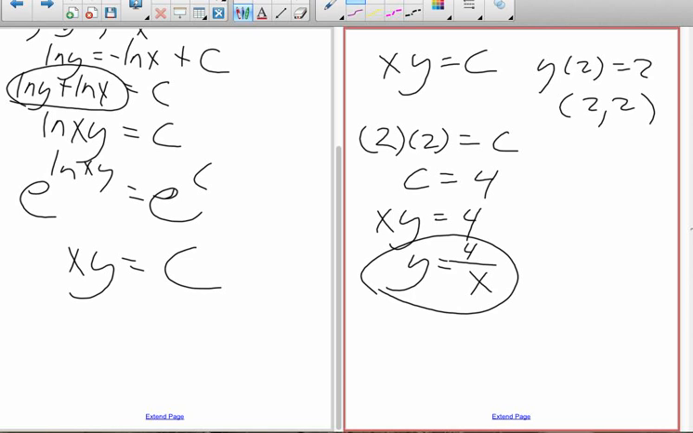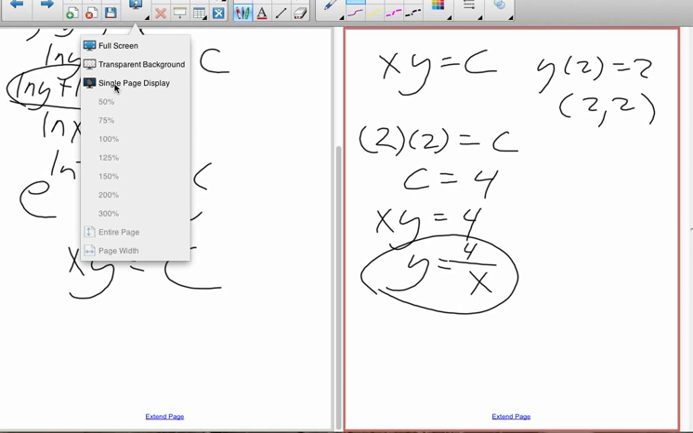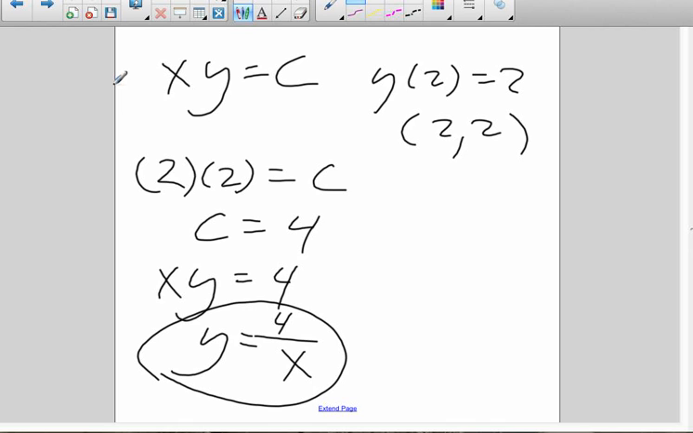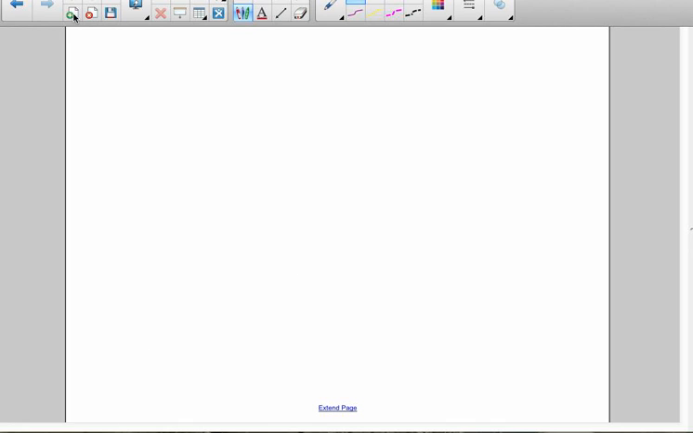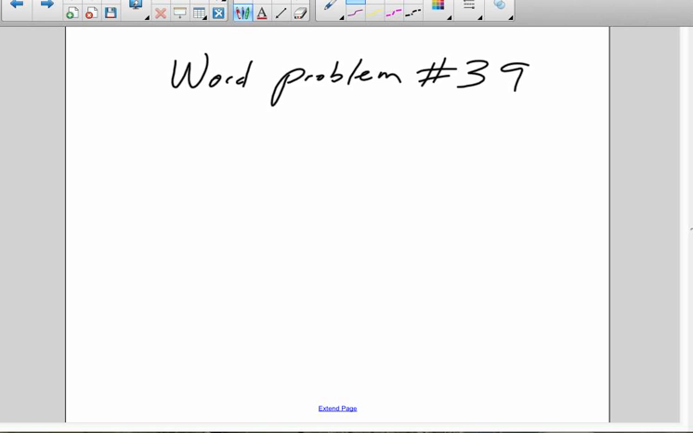Okay, for this next one, I need you to get your books out, please, and take a look at word problem number 39. I don't want to read all of this, but you might want to pause this and read this, because what I'm going to go through now is to actually look at this thing. So part A, we had to write a differential equation.